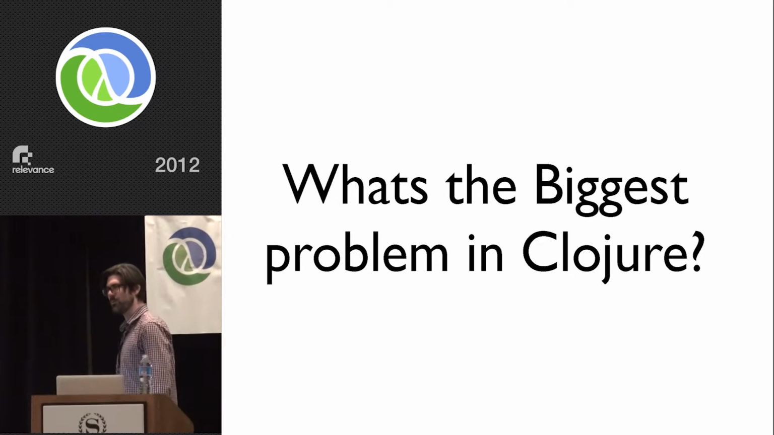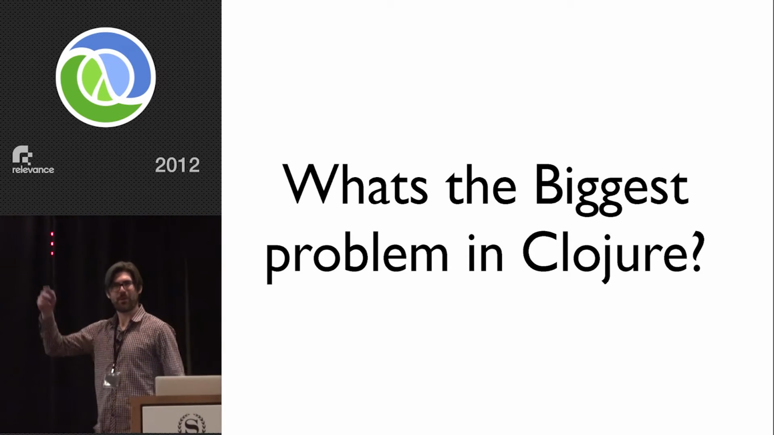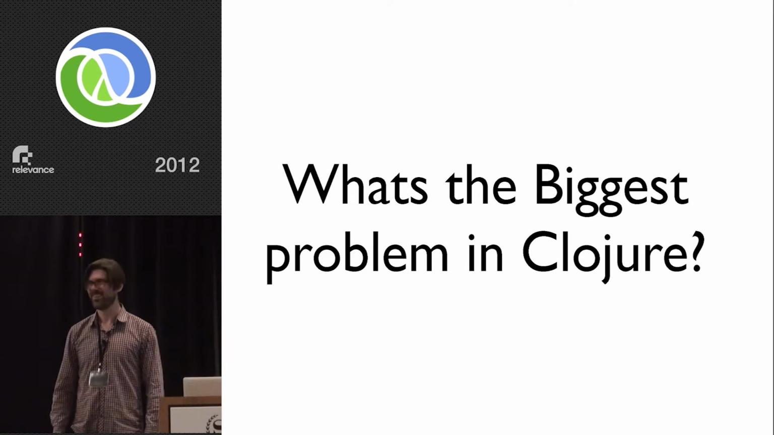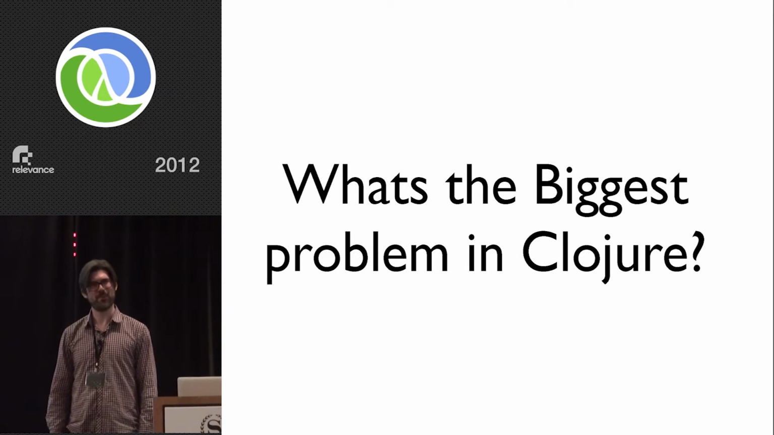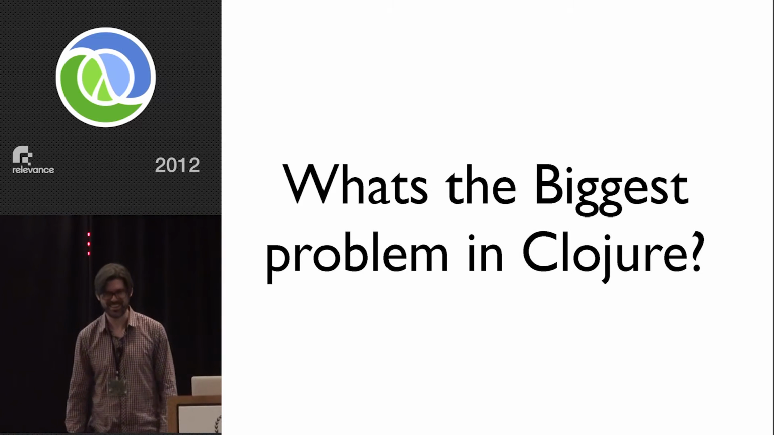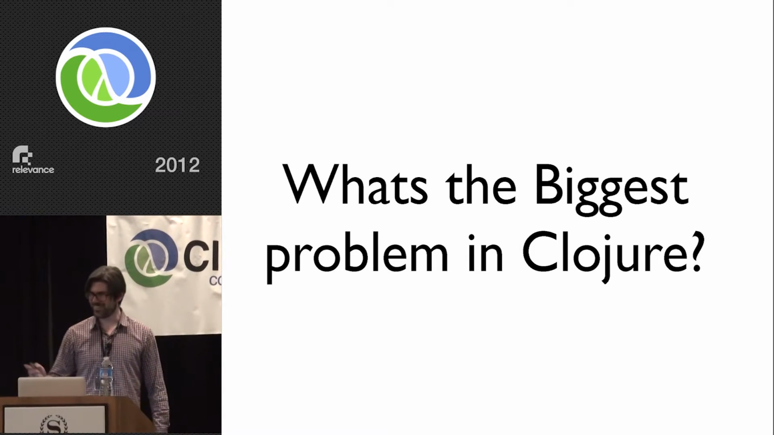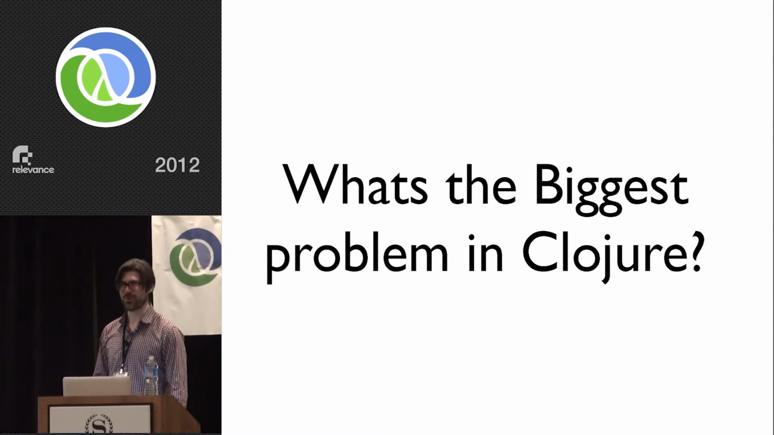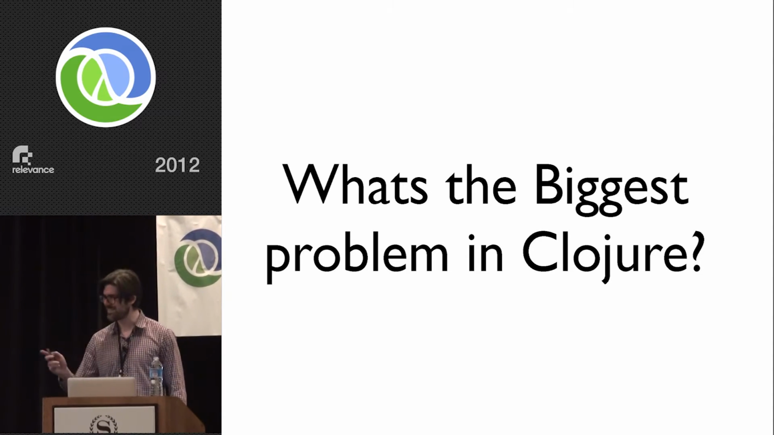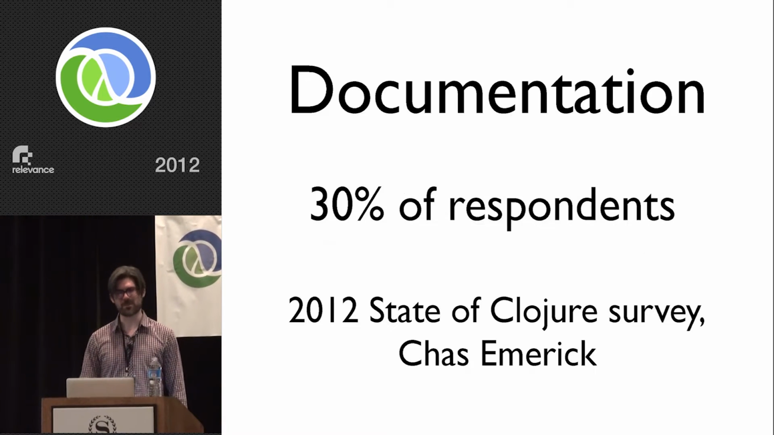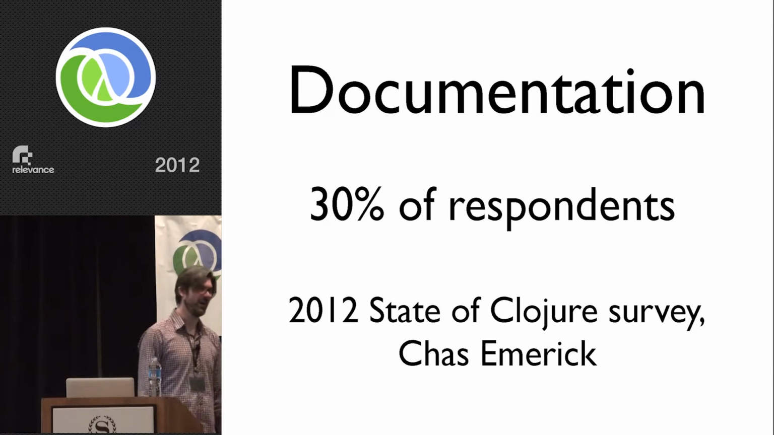So let's put some of these problems in context. What's the biggest problem in Clojure? We actually know the answer to this, but feel free to shout out. Anyone? Yeah, that's a problem, but that's not the biggest problem, though. All right, the biggest problem is documentation.